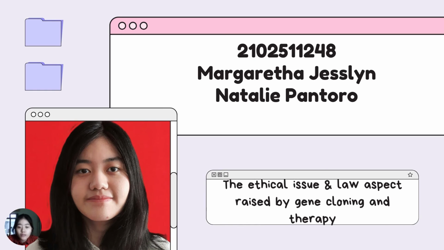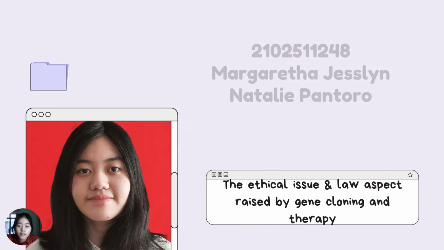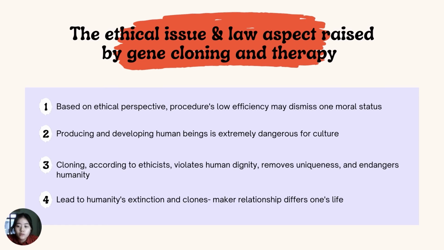And now I will explain to you the ethical issues and law aspects raised by gene cloning and therapy. The use of embryos in this process is widely discussed because of its low efficiency, so many will be destroyed during the treatment. These embryos have moral status according to some religions, so scientists have no legal authority to kill them. Furthermore, designing humans as something that can be produced is extremely dangerous, especially in this globalized world. A person is devolving into a thing, which is another fact, and it is a lack of human rights.